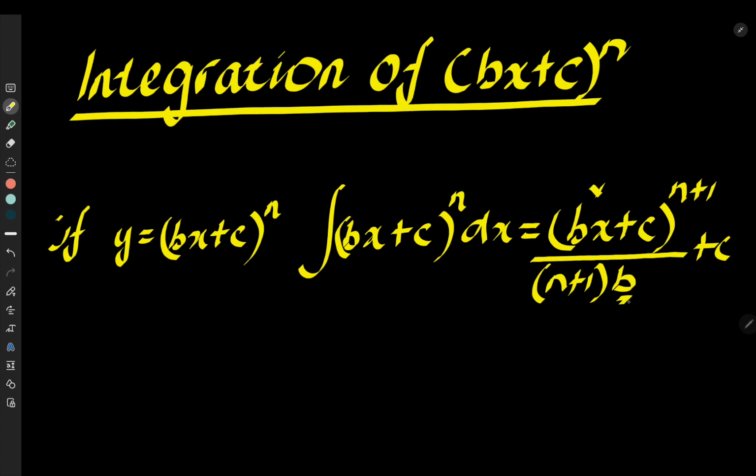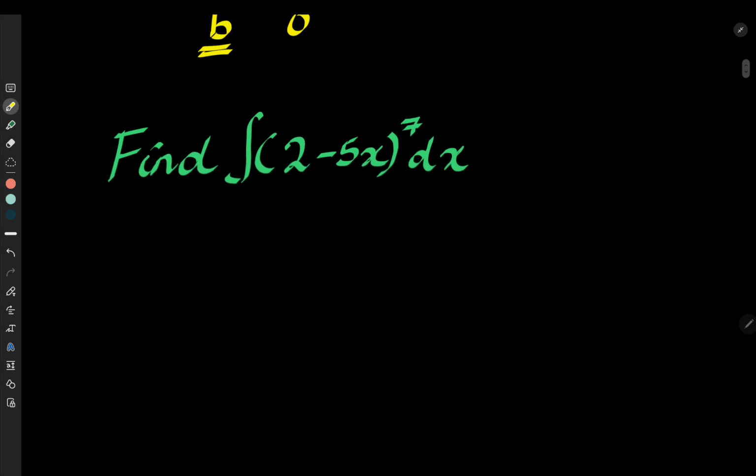Some may be wondering, where is this b coming from? This b comes from differentiating this bx + c. If you've got your bx + c, remember the derivative of c is 0, and the derivative of bx will just be equal to b. Then you take your b and multiply it with the resulting power, which is n + 1. And that's how we integrate that. Okay, with that in mind, let's look at some examples.